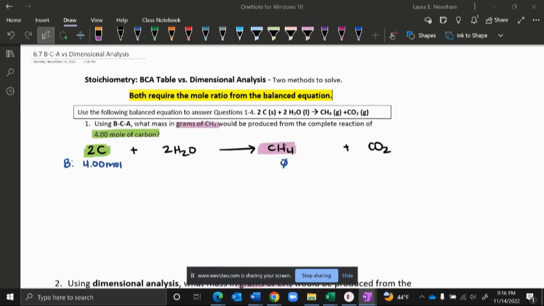Unlike when we were doing a limiting reactant problem, we are not given the amount of water, and we don't really care about carbon dioxide in this question. So it's going to make our lives a little bit easier. In our change column, we're going to use all of the 4 moles of carbon and make a certain amount of methane. We make it positive on the product side because we're now creating it.